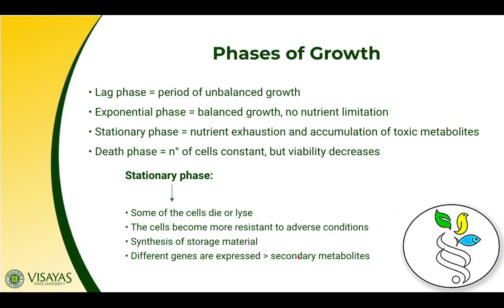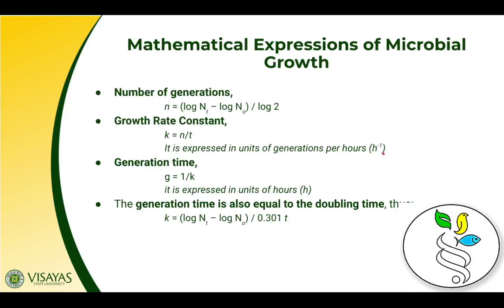So how many generations does it take to divide in a particular hour? Generation time, on the other hand, is the time it takes for the cell to double. If one cell, in how many minutes can one cell become two? That is generation time. So G, the generation time, is equal to 1 over K.